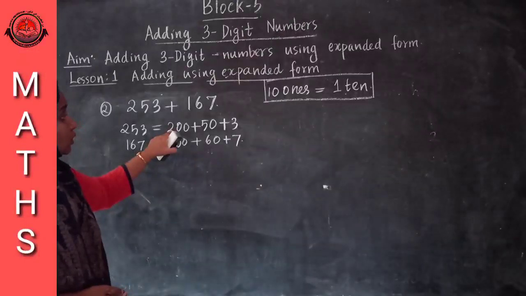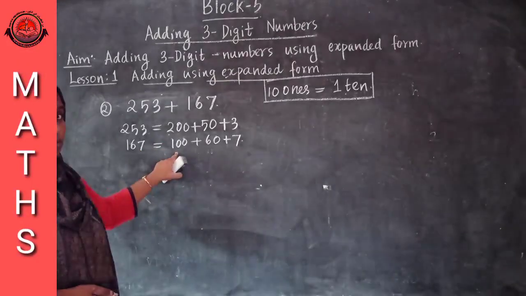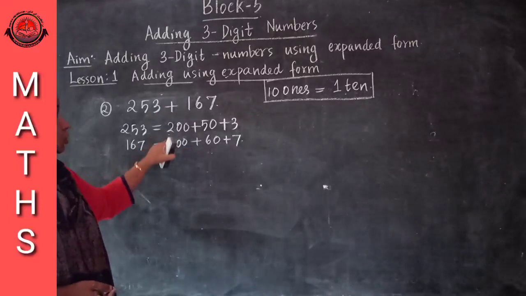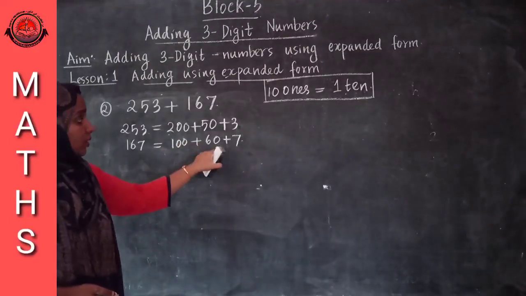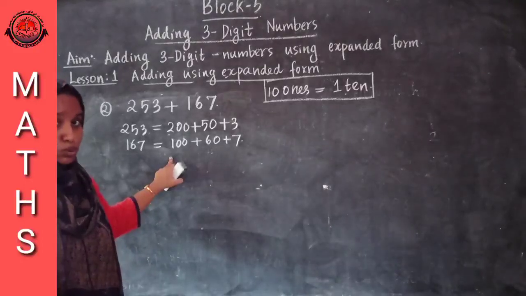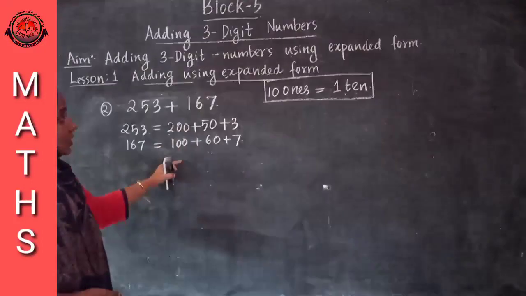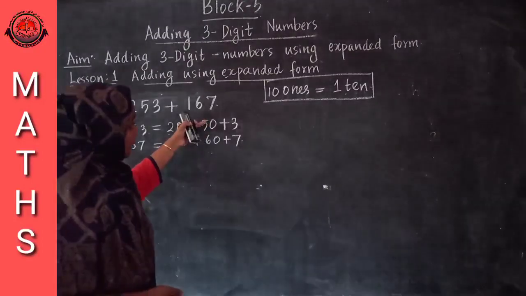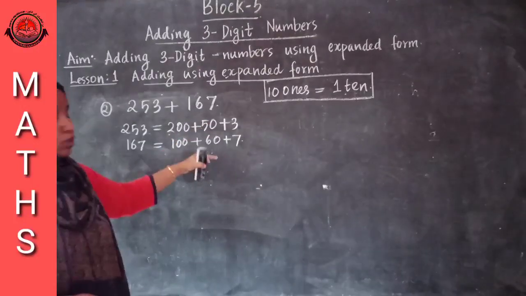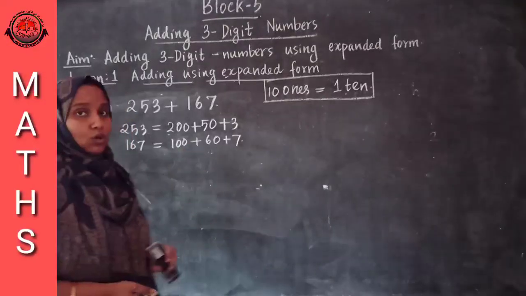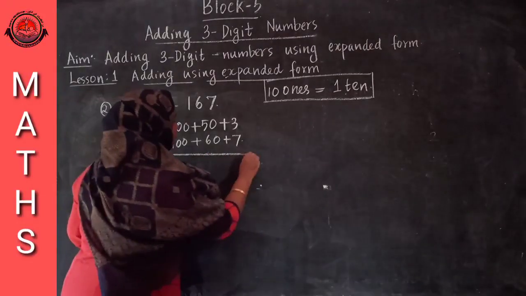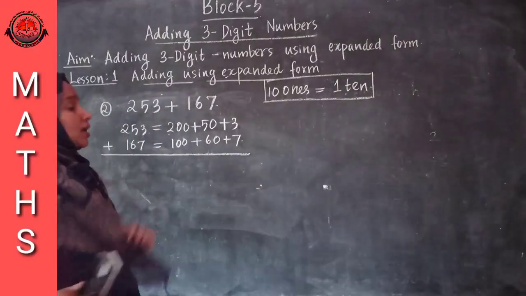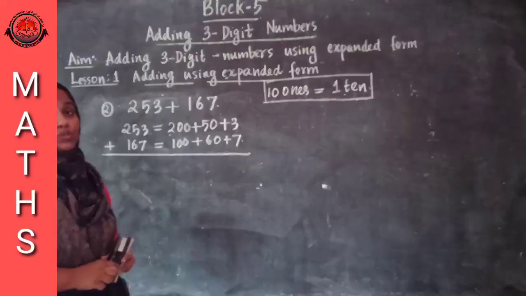That is 200. You should write the 100 just below the 200. Don't write the 100 here and 60 here. Don't do so. Arrange it like this. Hundreds are here, and tens are written above and below like that, and the ones like this. Okay. The next step is to add these two numbers.